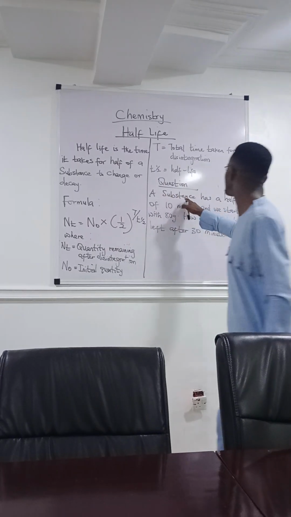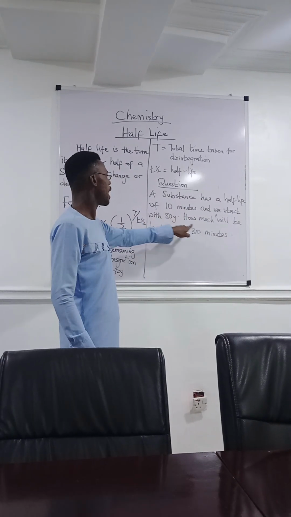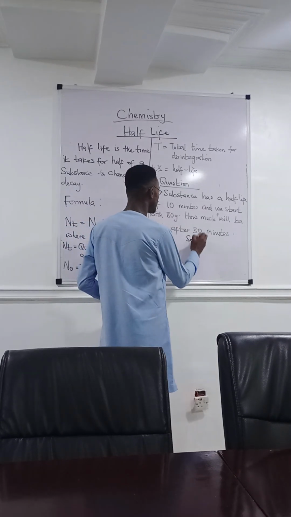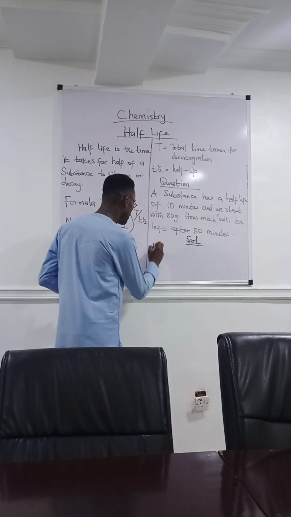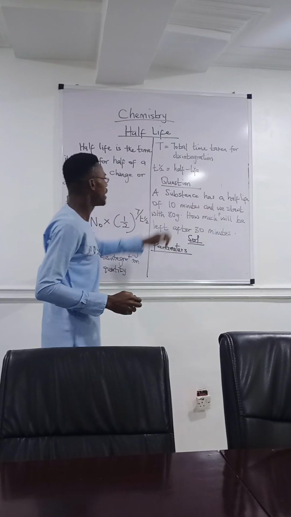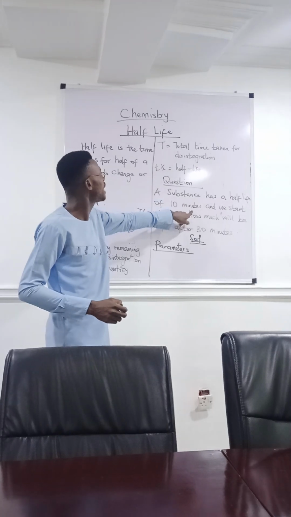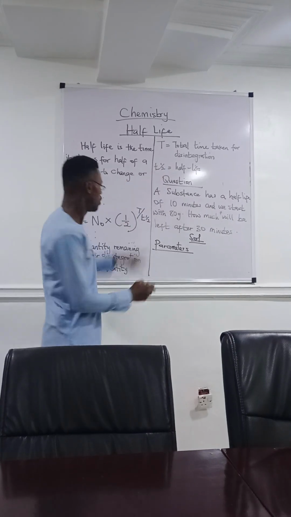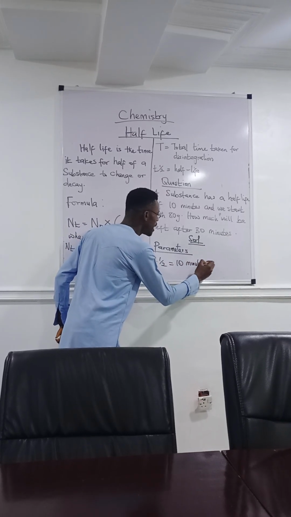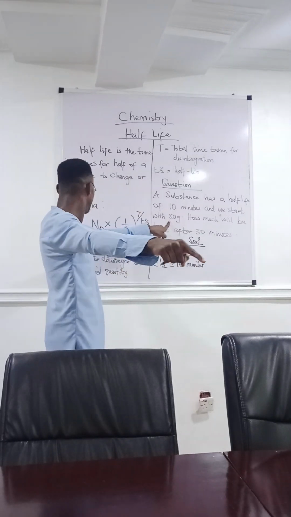Now look at this. A substance has a half-life of 10 minutes and we start with 80 grams. How much will be left after 30 minutes? First thing first, in solving any question, you bring out your parameters from the question. A substance has a half-life of 10 minutes. So that means my t1/2 is equal to 10 minutes. And we start with 80 grams. That's the initial starting mass.